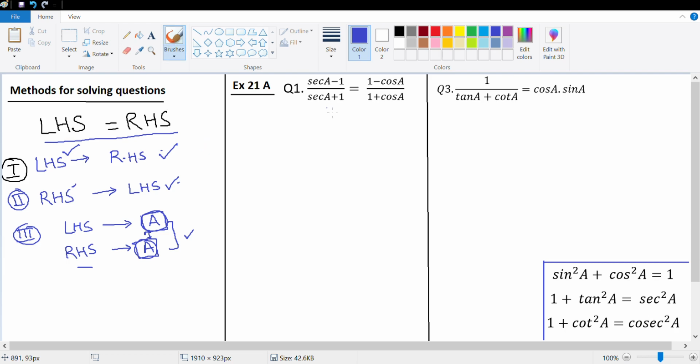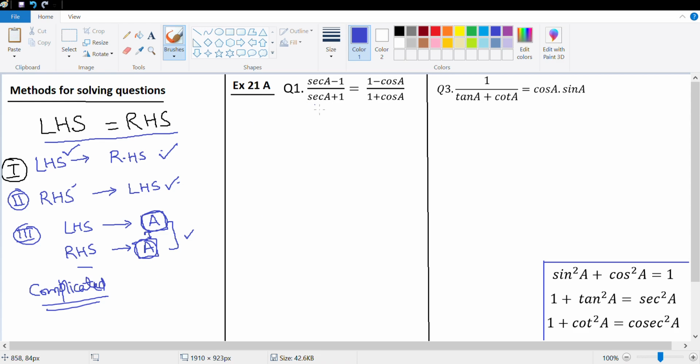Should I start with the left hand side or the right hand side? In my mind, what I usually do is I start with the complicated side. Whichever is the more complicated side is where I start, because breaking it into simple is easier compared to making a simple thing complicated. That's my assumption. So I always start with the complicated side first.